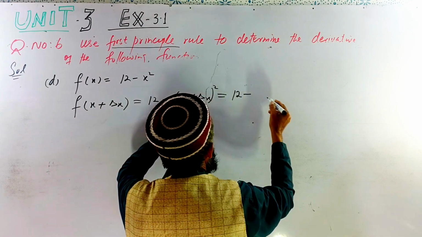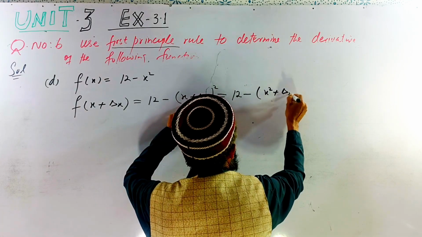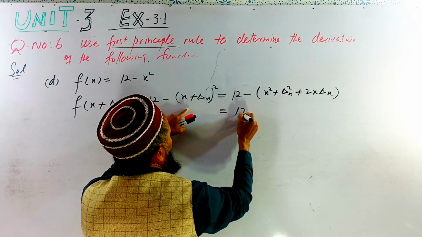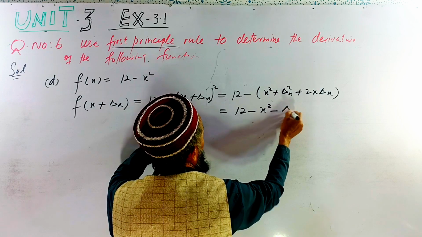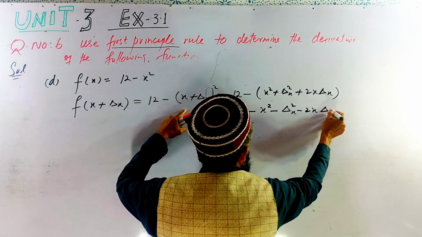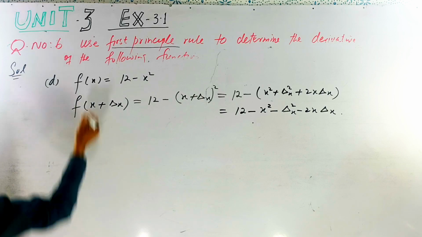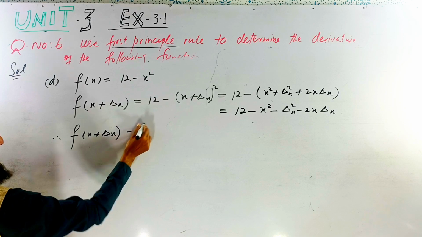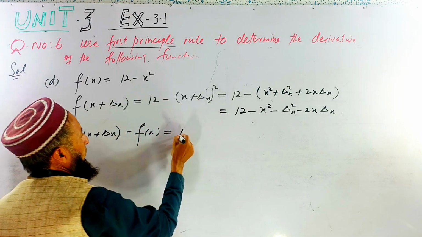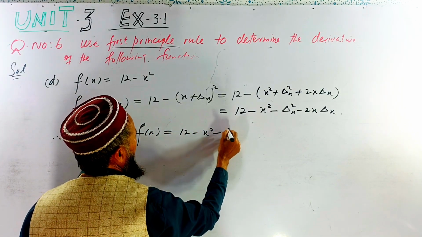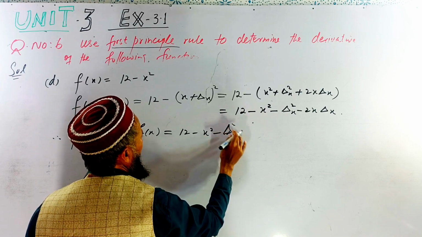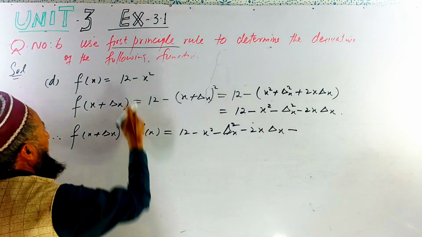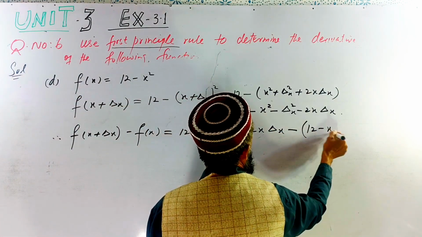Now expanding, (a plus b) whole square is a square plus b square plus 2ab. Now open this and multiply: 12 minus x square minus delta x square minus 2x delta x. Now subtract from the first value: f of x plus delta x minus f of x is equal to 12 minus x square minus delta x square minus 2x delta x, minus f of x, which is 12 minus x square.